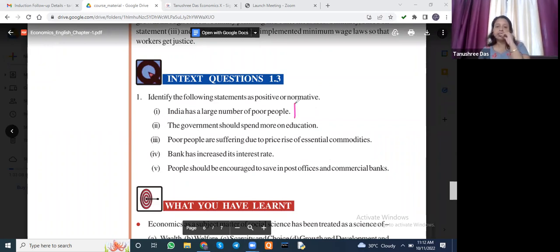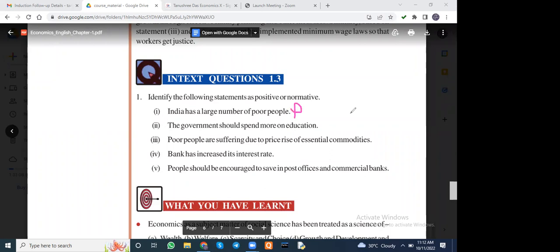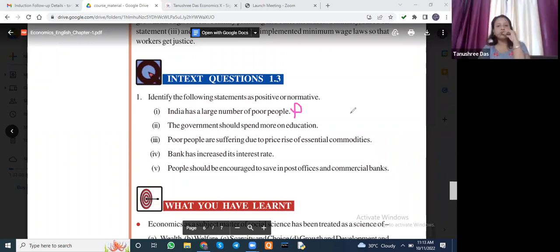What will be the second statement? Normative. Yes, the government should spend more on education. It is a suggestion. It is not saying that the government has spent. Government should spend, meaning the government ought to do such things. So this is normative. Okay.